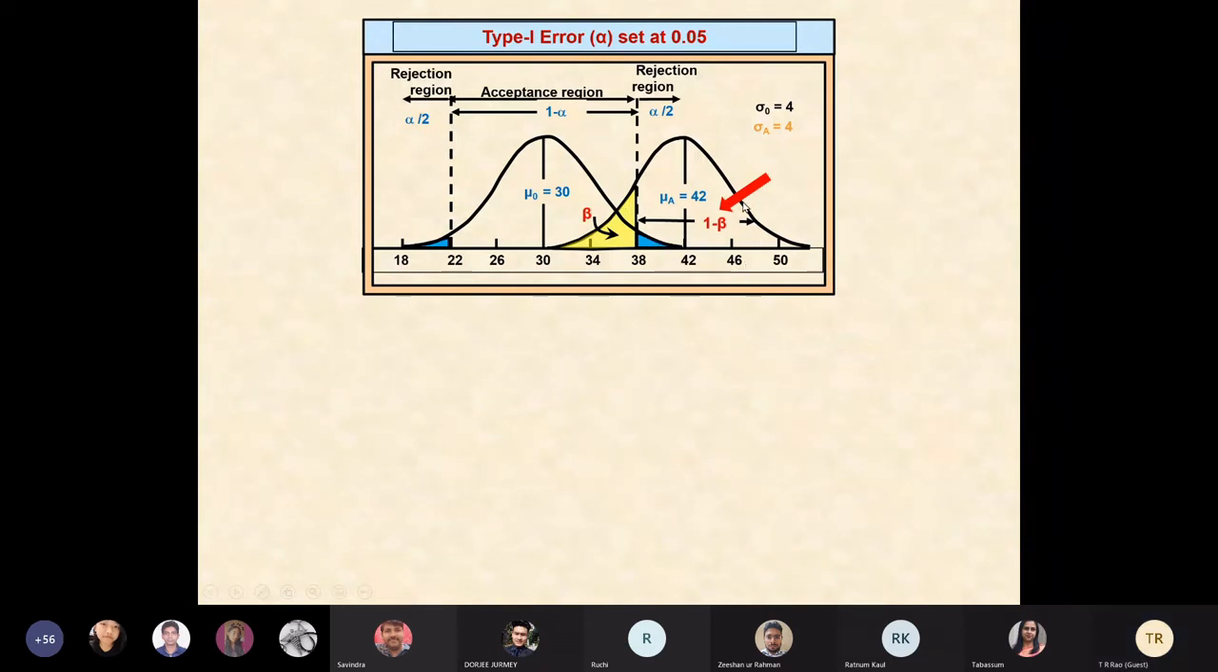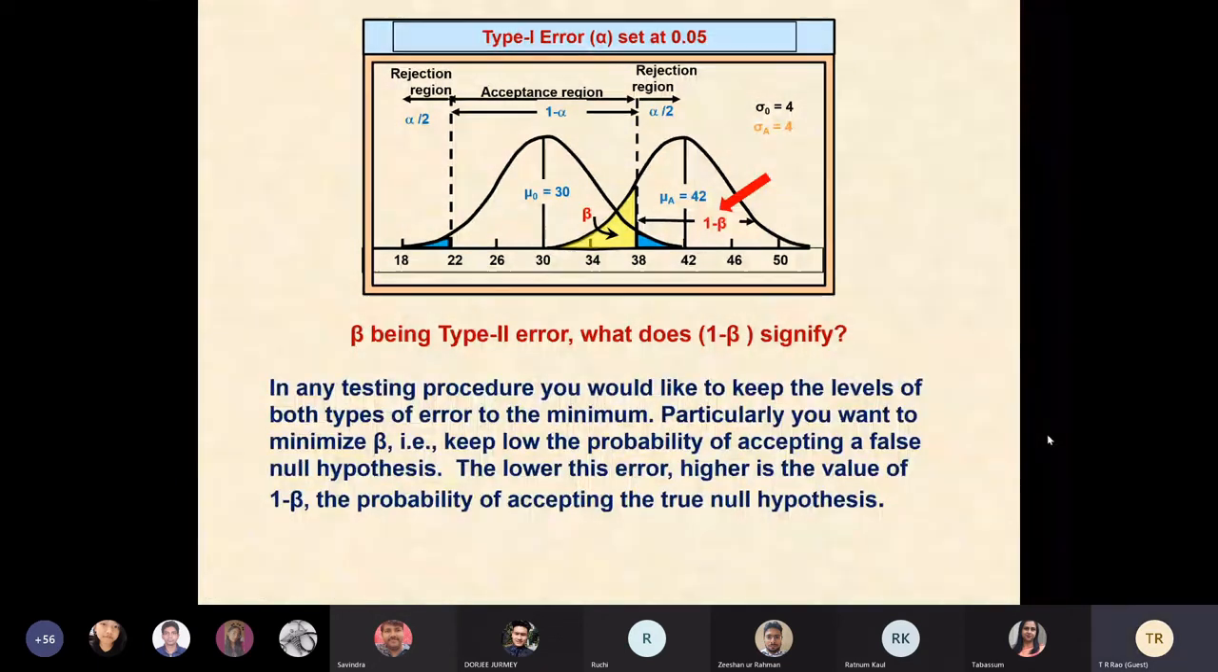We can give it a name. What is this now, this part? Rejecting a false null hypothesis, correct? So you want to keep low the probability of accepting a false null hypothesis. That means you want to keep this as small as possible, right? Because unfortunately you're accepting a false null hypothesis. You want to keep that as low as possible, so that the possibility of rejecting a false null hypothesis is higher.